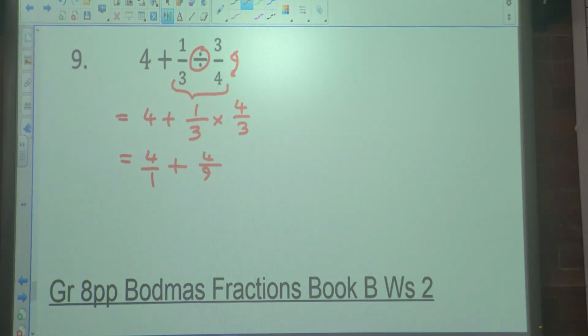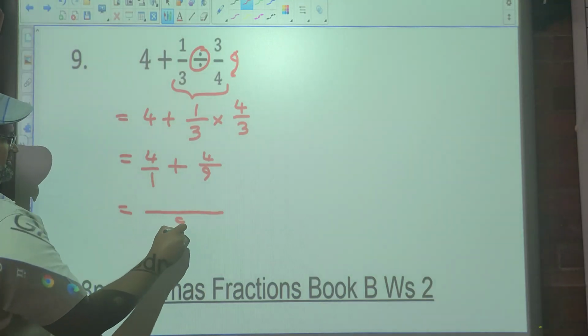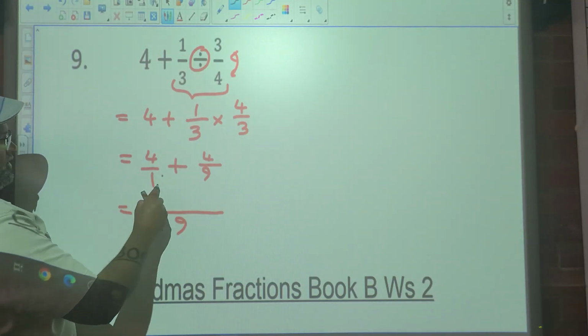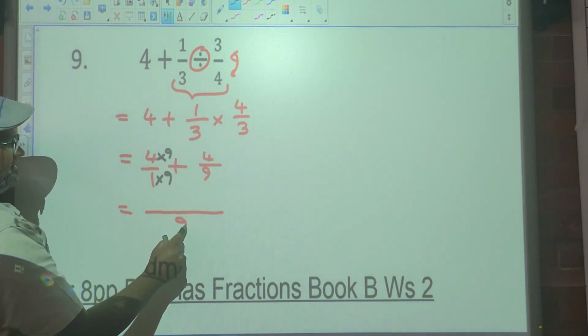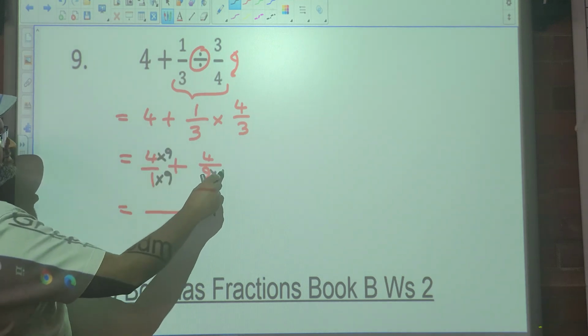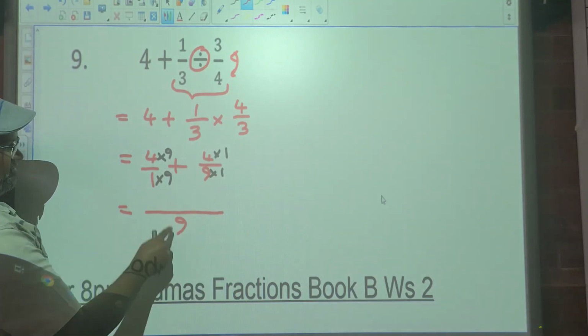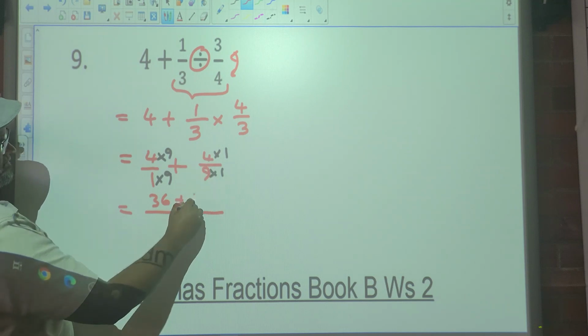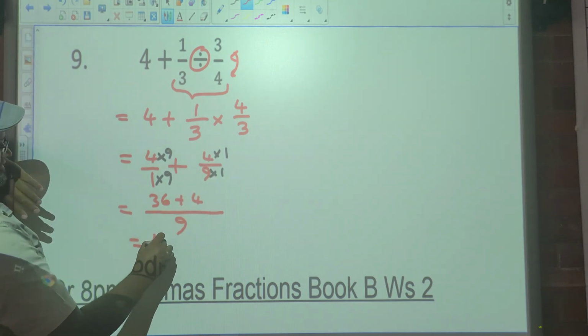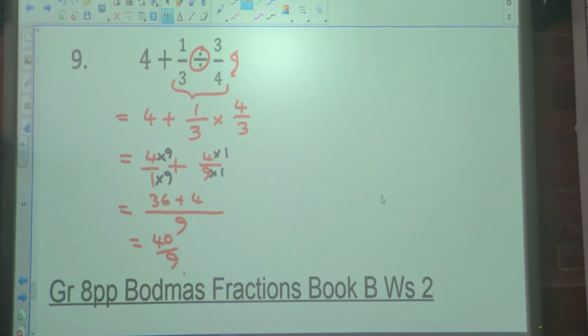So what's your LCM here? 9. So 1 multiplied by what is 9? 9. 9 multiplied by what is 9? 4 multiplied by 9 is 36 plus 4. What's 36 plus 4? 40 over 9, which could also be written as 4 and 4 ninths. Yes, Michael?